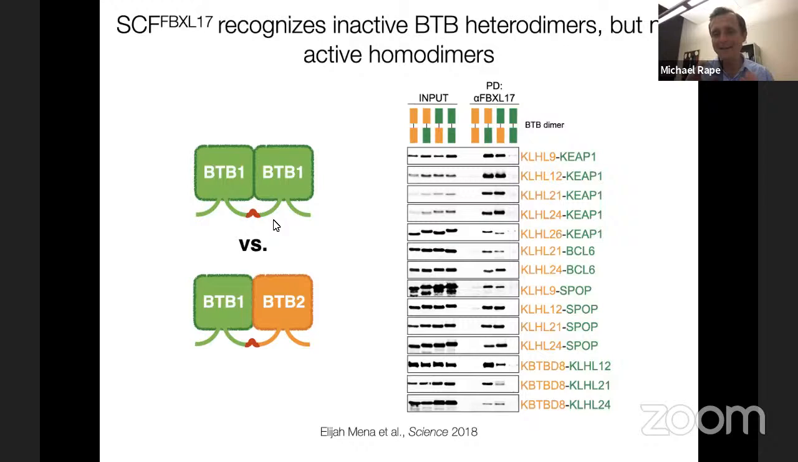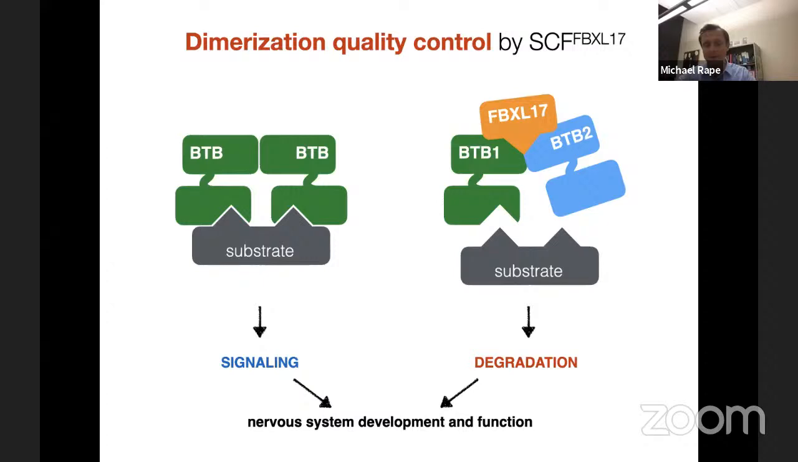So based on this work, which has been published a long time ago, we proposed this mechanism of dimerization quality control, where FBXL17 can distinguish complexes based on whether they are homodimeric and functional, and they're kept intact, or whether they are heterodimeric and dysfunctional. And only if it recognizes these heterodimeric complexes, it would ubiquitylate and degrade them so that the cell would only contain functional BTB domain-containing proteins. And this mechanism was actually essential for nervous system development, both the central nervous system as well as the peripheral nervous system, which contains these neural crest cells, which were the starting point for this project.